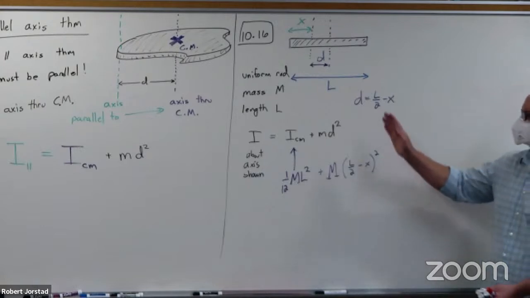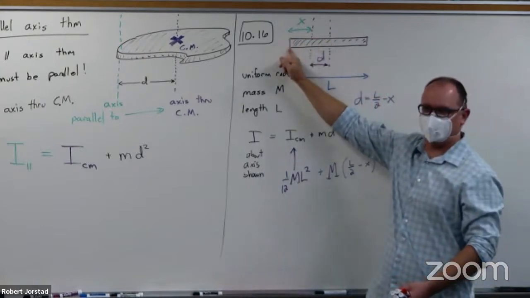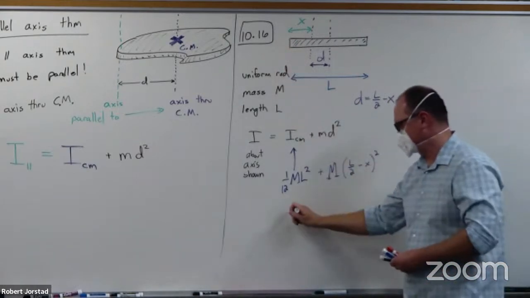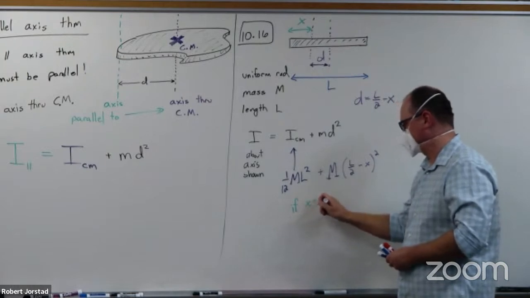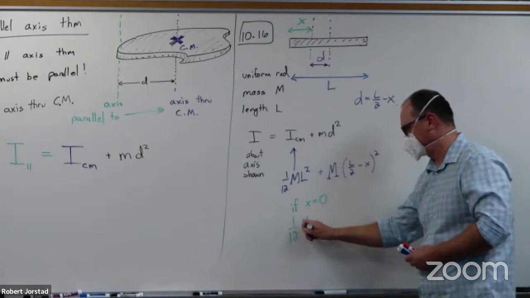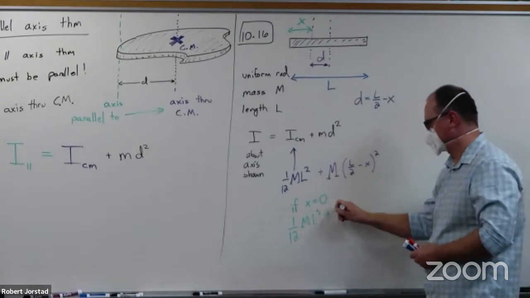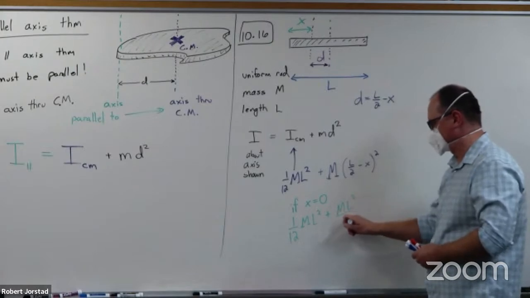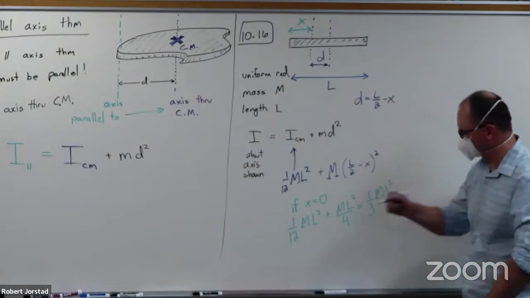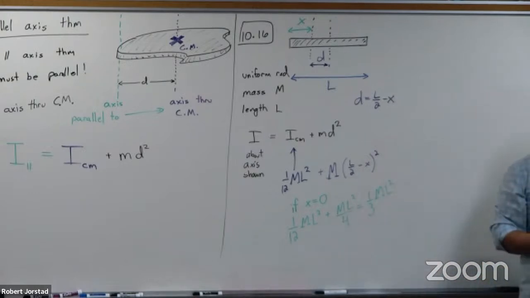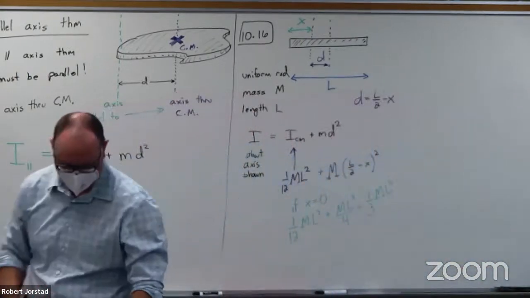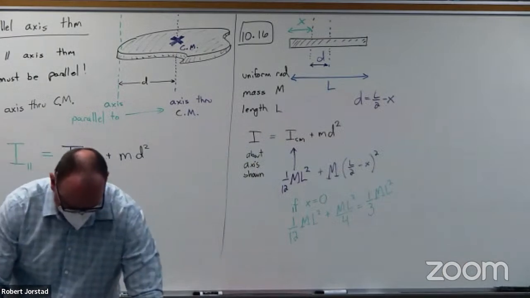1/3. If x equals 0, you're all the way over here. Shouldn't you get 1/3? Well, let's check. If x equals 0, you see it? You got it. Feeling good? All right. You should do 10.18 at home.